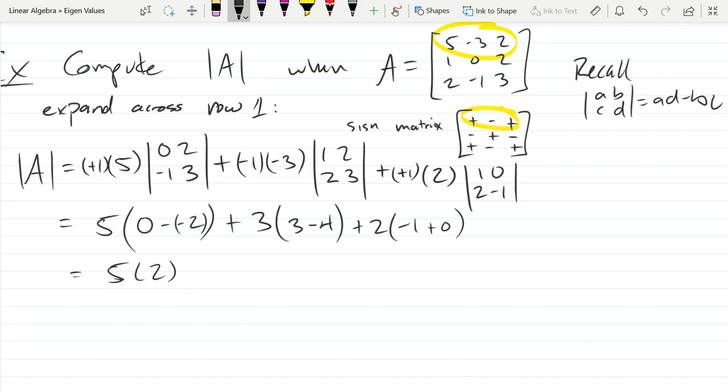So we have 5 times 2, we'll just skip that step, as 10. 3 times negative 1 is minus 3. 2 times negative 1 is minus 2. And we have 5 for the determinant. All right, any questions on that determinant there?